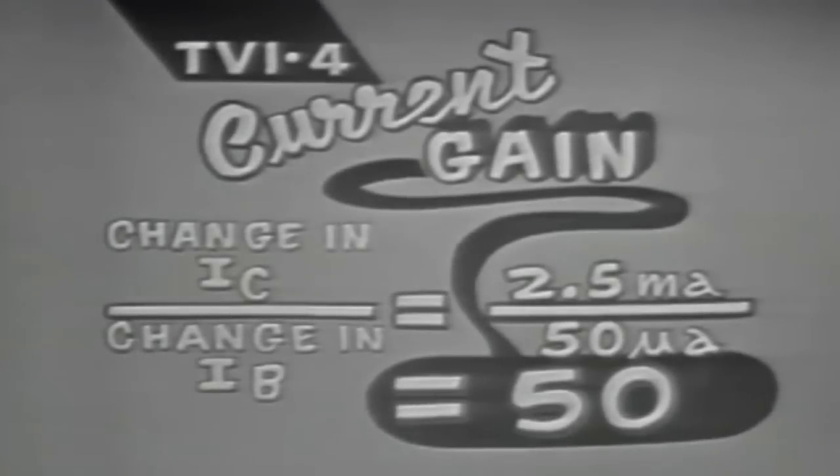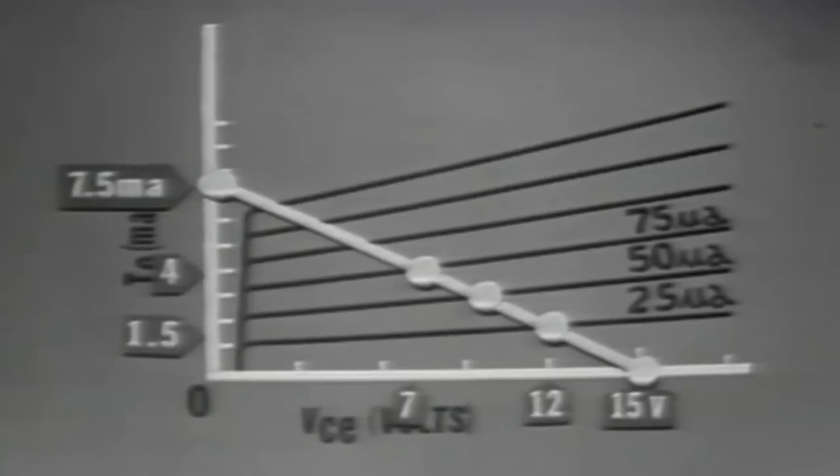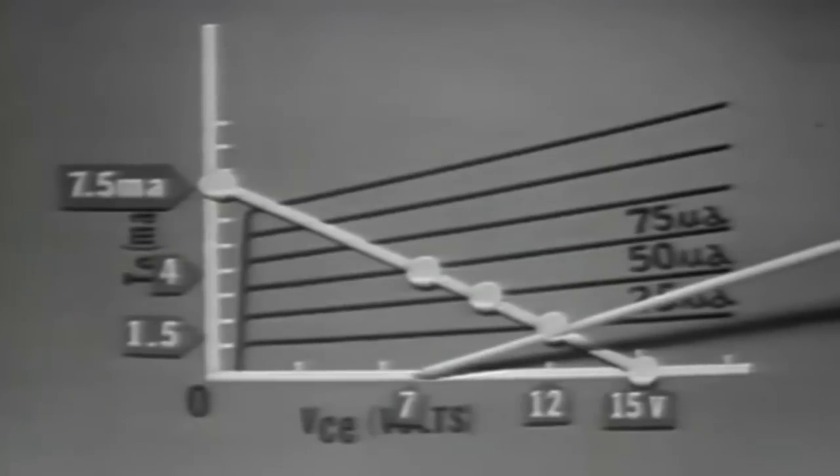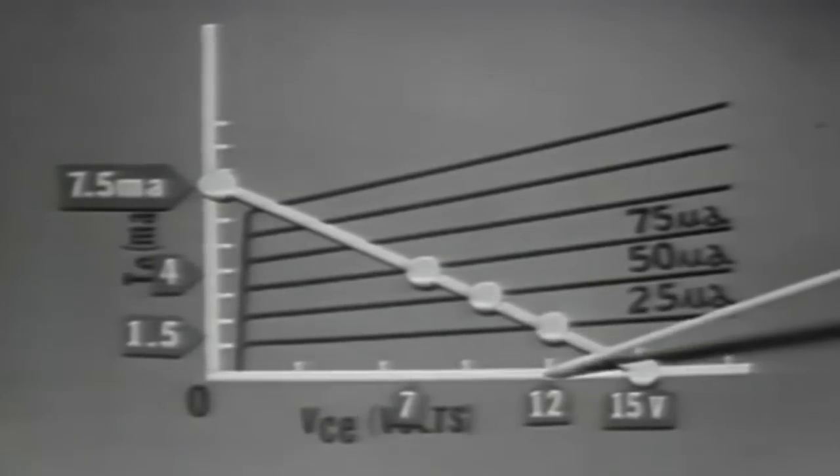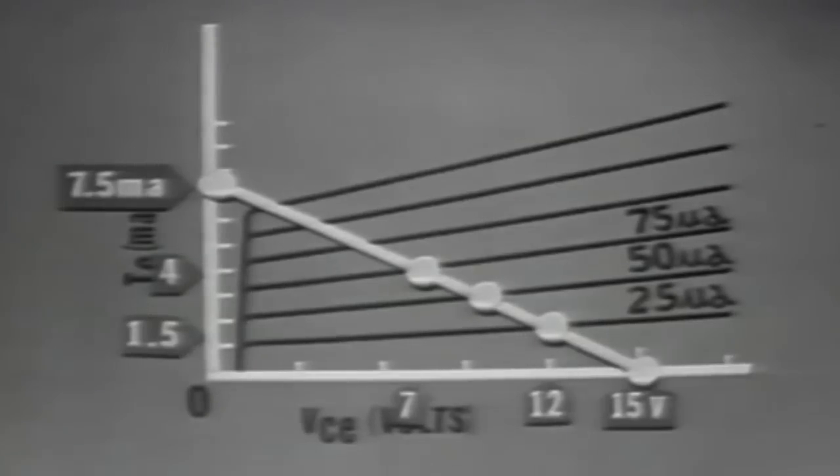Well, with a 50 microamp change in the input and a 2.5 milliamp change in the output, what's the current gain? All we have to do is divide the change in the input current into the change in the output current. The current gain is 50. At the same time, the graph indicates a collector voltage change from 7 volts to 12 volts, or a total of 5 volts peak to peak.